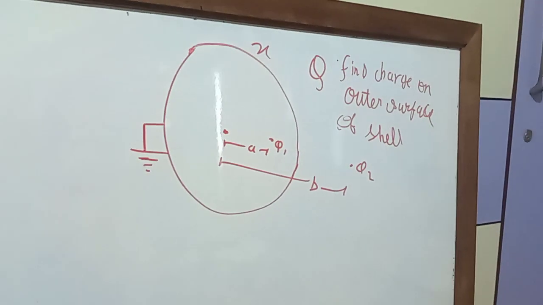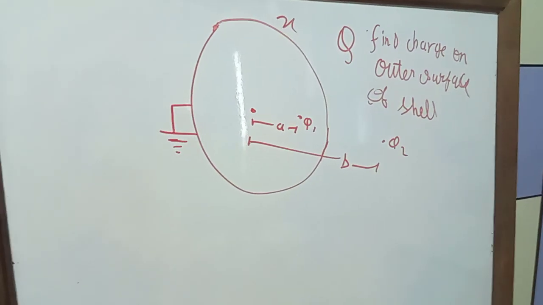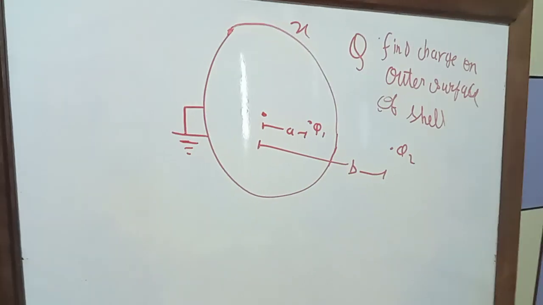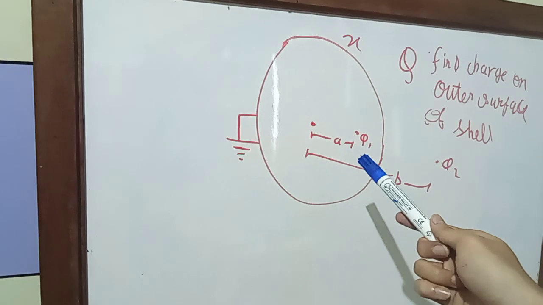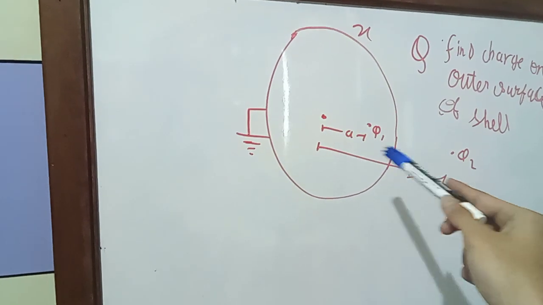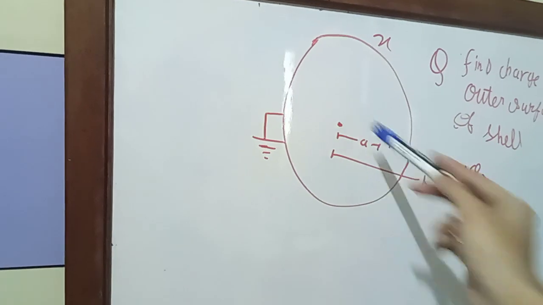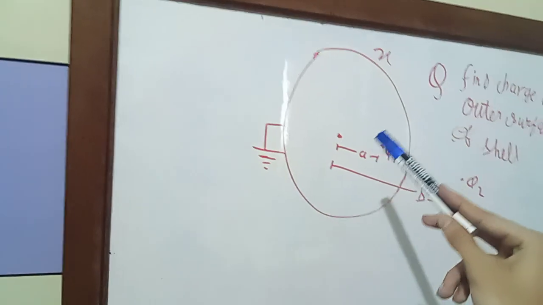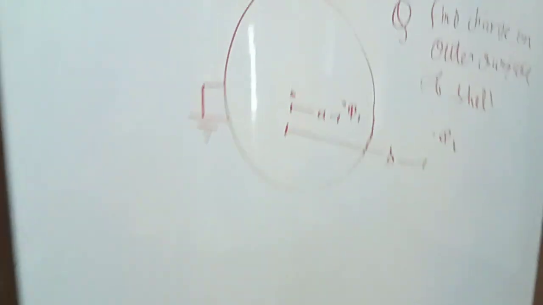Alright, so our question is: find the charge on the outer surface of the shell, which is find x. This is our system. Q2 is outside, Q1 is inside the shell at a distance from the center, even though it does not look like the center, but it's the center. And then the shell is grounded, and yes, this is a conductor, obviously, otherwise the charges won't move.